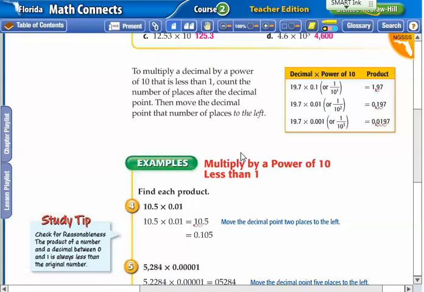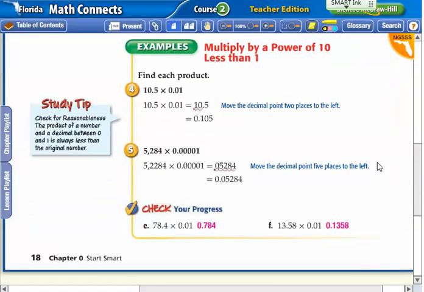Well, what do you do when it's less than 1, like 1/10, 1/100th, 1/1,000th, like they show you here? If you're going to move it to the right when it's bigger, then move it to the left when it's less than 1. When that power of 10, or that decimal, is 0.1, 0.01, 0.001, you're going to move it to the left instead of the right. So you count the number of places after the decimal point, then move the decimal point to the left. Here you're multiplying by 1/100th, 0.01. So it's 1, 2. You're going to move it 2 places to the left here. So you get 0.105.